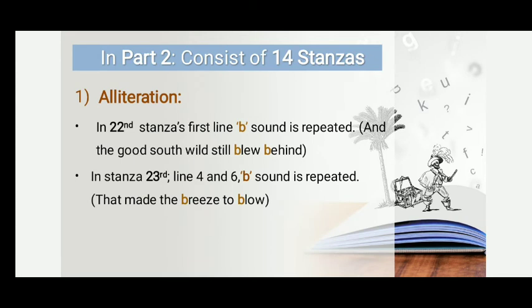Now, second part of this poem. The second part of this poem consists of 14 stanzas. I already discussed the definitions of literary terms in the first part. Here I discuss only the use of them. So, first literary term in second part of this poem is alliteration.